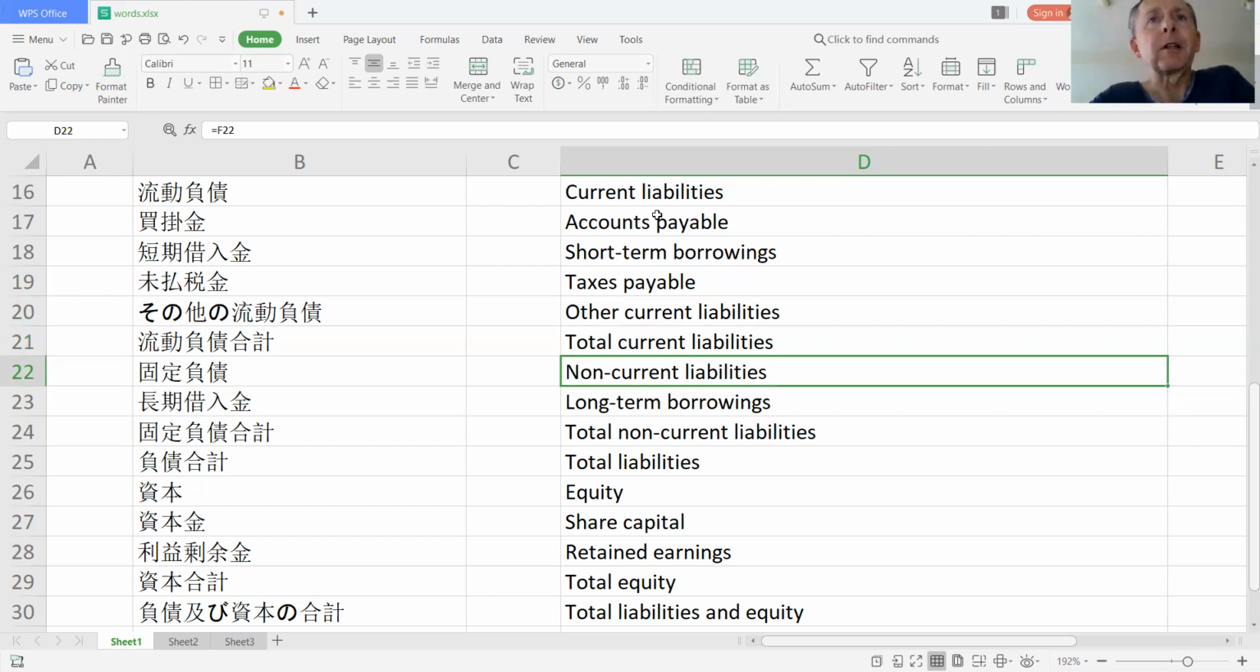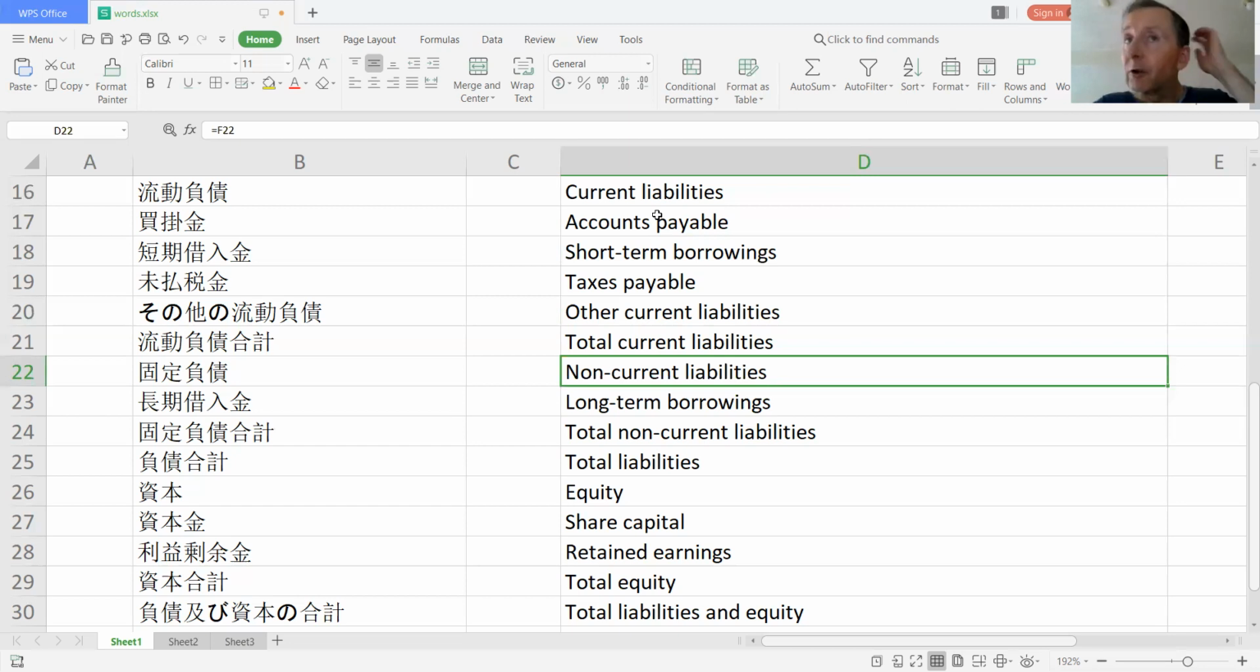Then we move on to non-current liabilities. In other words, liabilities where the settlement period will be more than 1 year. Here we've got an example of long-term borrowings. Notice that this might also be bank loans. It might even be the same bank loan which is mentioned in short-term borrowings.